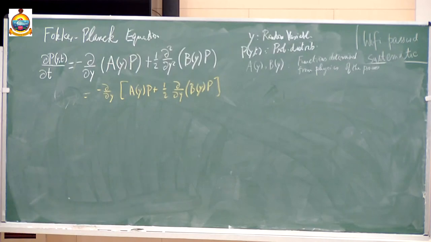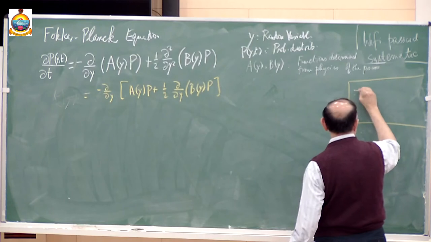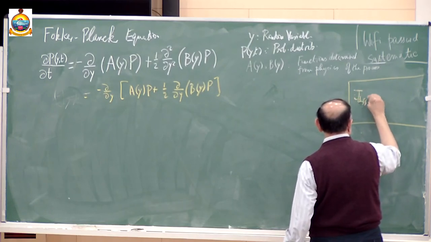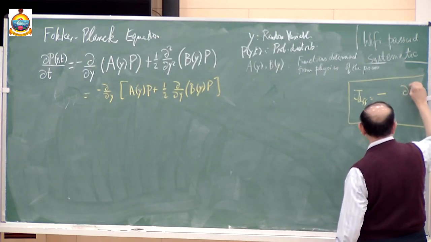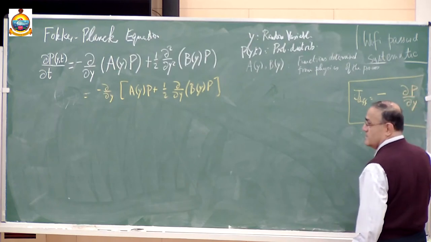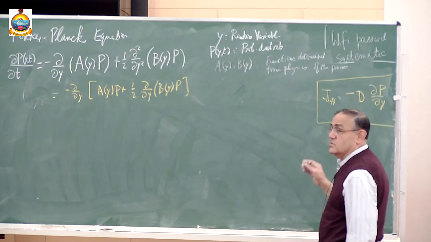Whenever you have diffusion, one way to think about it is spreading out. But what is the definition of the diffusion constant? The definition is that if you have a gradient of density, there's a current which goes to reduce it. This is a side point: J diffusive is equal to minus a constant, which is in fact the diffusion constant, times dp by dy. This is known as Fick's law.